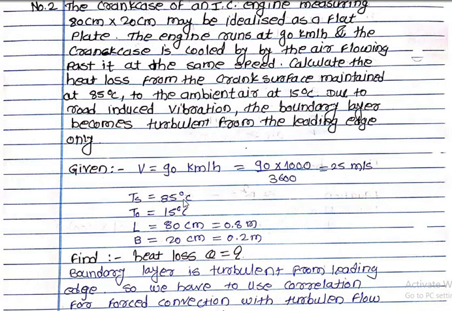So surface temperature is 85 degrees Celsius. Ambient air temperature T0 is 15 degrees Celsius. The length of the crankcase we consider as 80 centimeter, equal to 0.8 meter. Then width equal to 20 centimeter, equal to 0.2 meter. Now here we have to find out the heat loss from the crankcase, so we have to find out the Q.